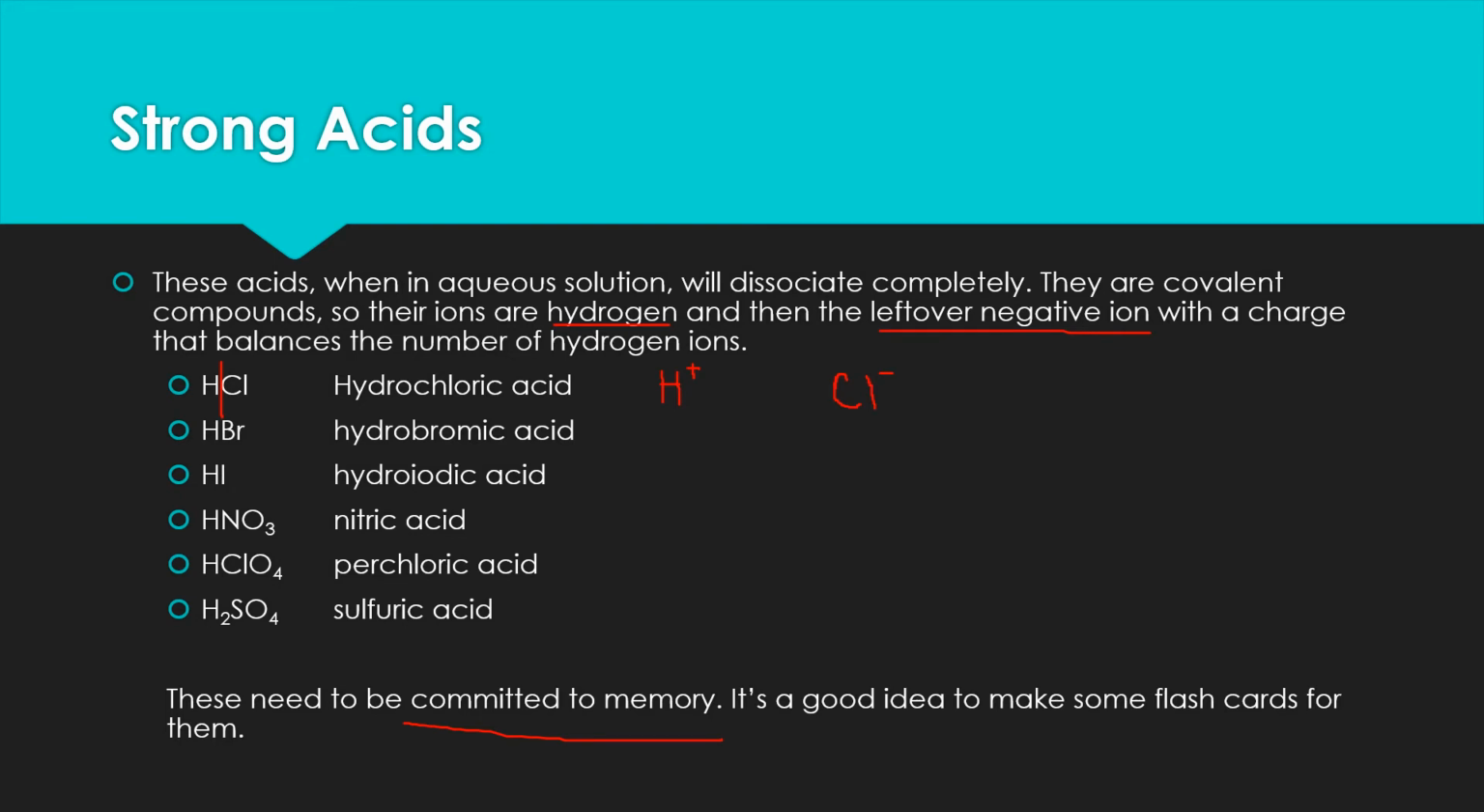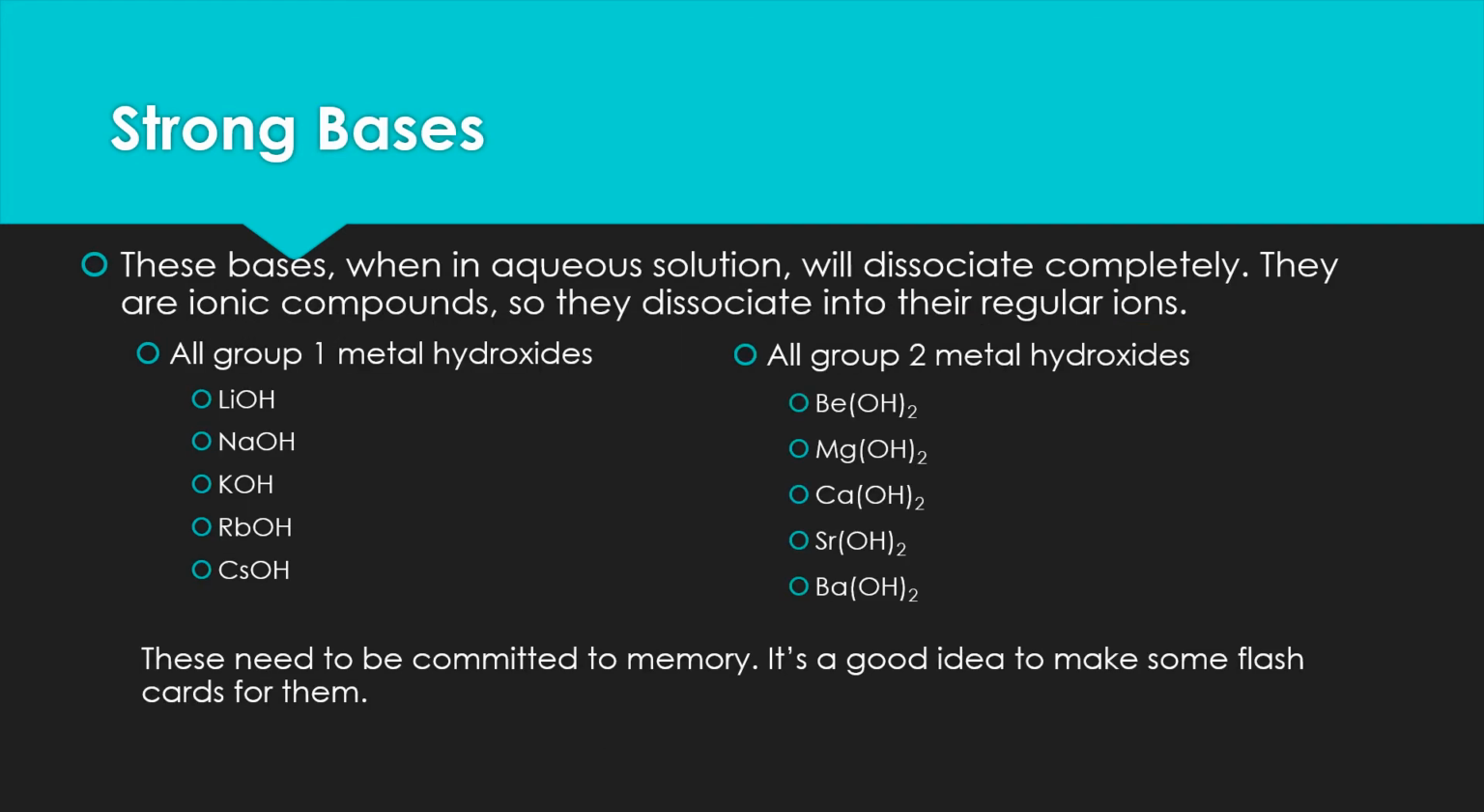Okay. Similarly, we also have strong bases. So our strong bases are the bases that, when in aqueous solution, will dissociate completely. Now, our bases are already ionic compounds, so they dissociate into the regular ions. Notice that they all are a metal hydroxide. So you've got a group 1 metal hydroxide or a group 2 metal hydroxide. Well, what does that mean? It means all the metals listed here are in group 1 of the periodic table.